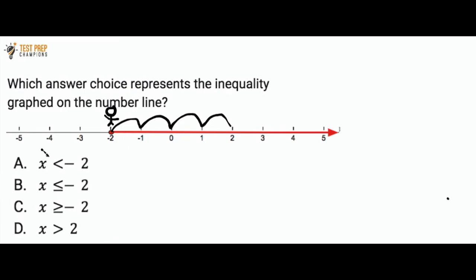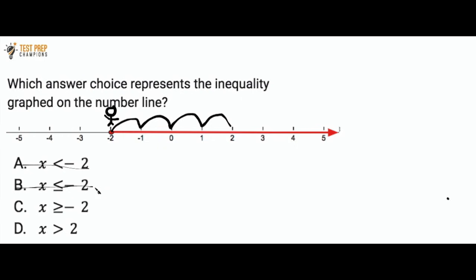So let's look at A. A is telling us that x is less than negative 2. Well, if that were the case, then the arrow would be pointing this way to the left. The arrow would be going through the smaller numbers, the numbers that are decreasing, which is not what we see. And that's the same with B. B tells us x is less than or equal to negative 2. That is also not the case, so A and B are out here.